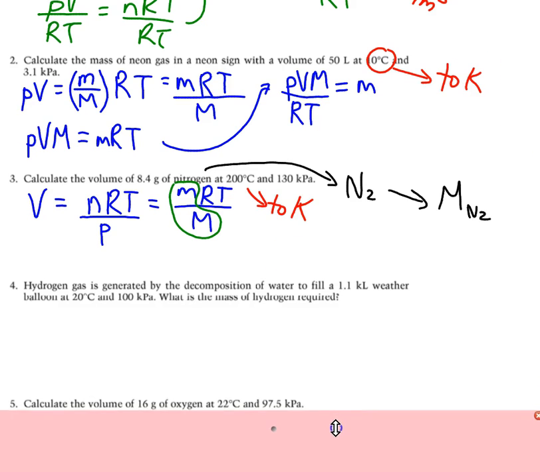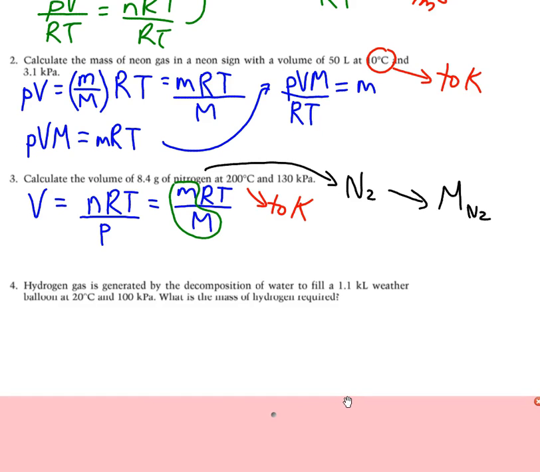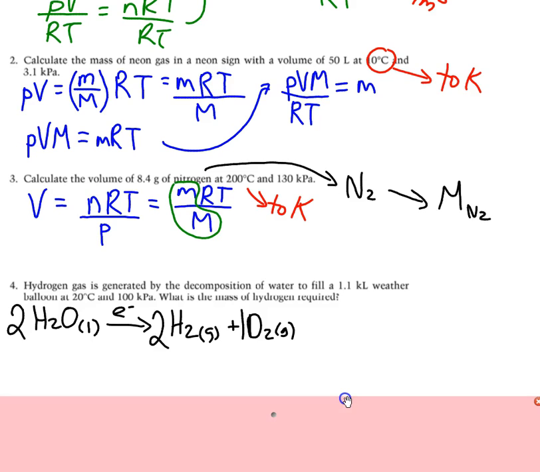Moving on to number 4. Hydrogen gas is generated by the decomposition of water. So in this case, we have water, liquid. Under electrolysis, we can pass electrical current through the water and decompose it into hydrogen and oxygen. And here our chemical formula is just to help us understand the type of reaction going on. This is a 2, 2 and 1 mole ratio.